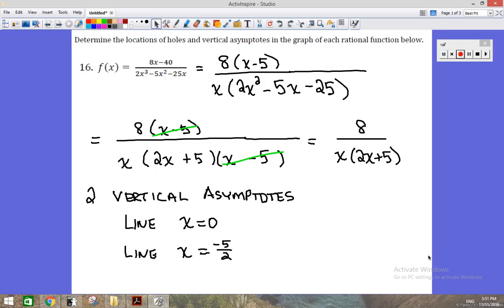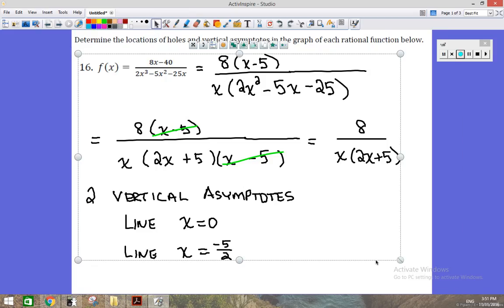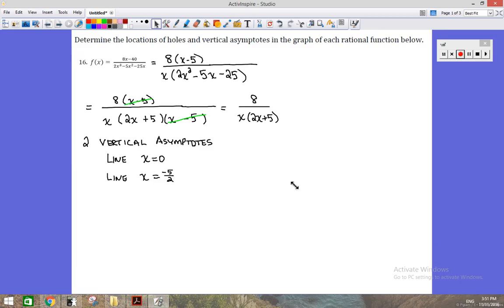Now, any factors that cancel appear on the graph as a hole. So we have a hole in the graph. For a hole, we want to give the location of that hole. We're working in a coordinate plane, so we define points to be x comma y, the location anyway. The x minus 5 is the factor that canceled. If you set x minus 5 equal to 0, then, well, 5 minus 5 is 0.